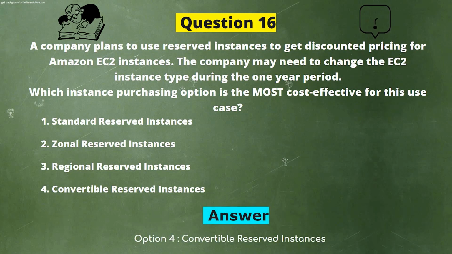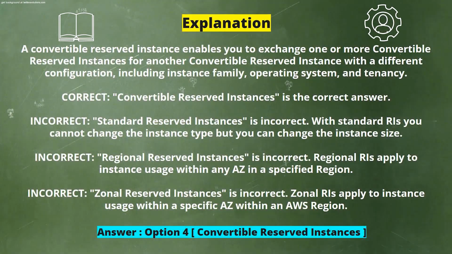Convertible reserved instances. Explanation. A convertible reserved instance enables you to exchange one or more convertible reserved instances for another convertible reserved instance with a different configuration, including instance family, operating system, and tenancy. Correct, convertible reserved instances is the correct answer.